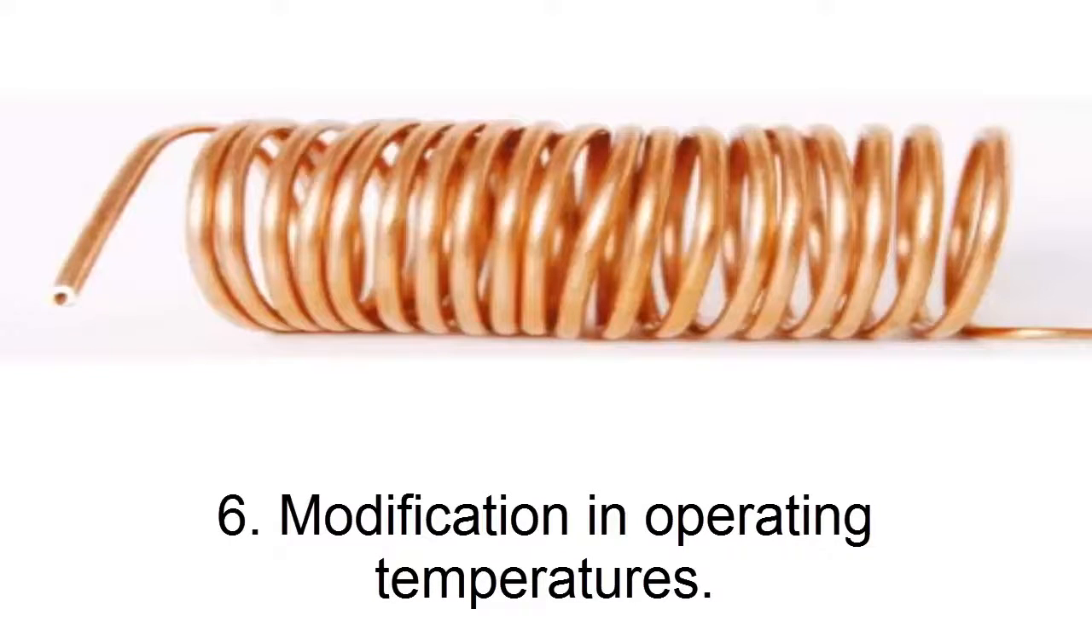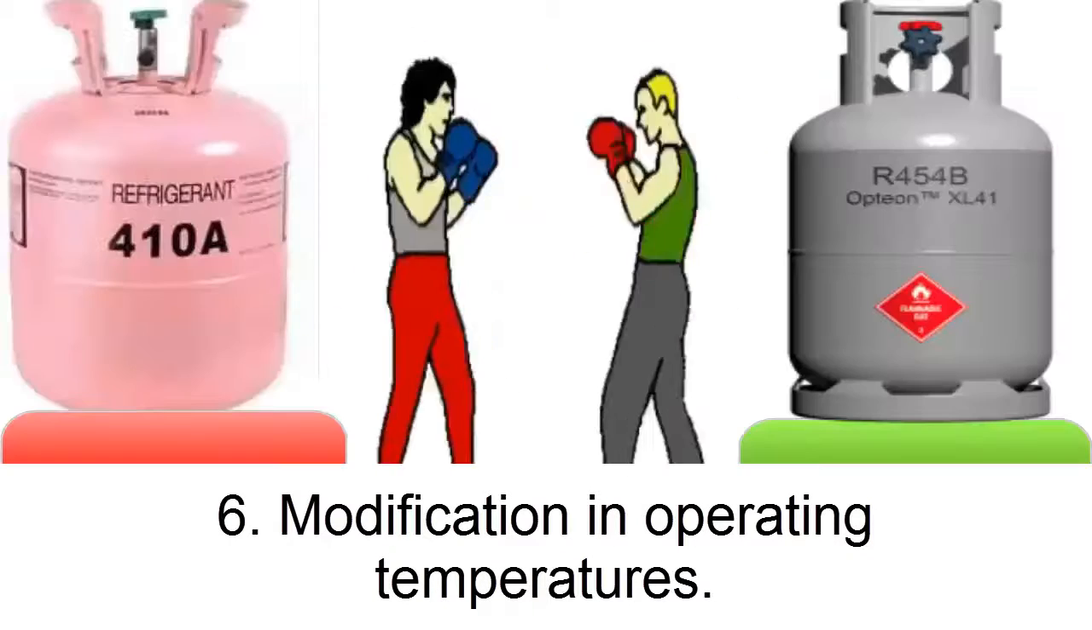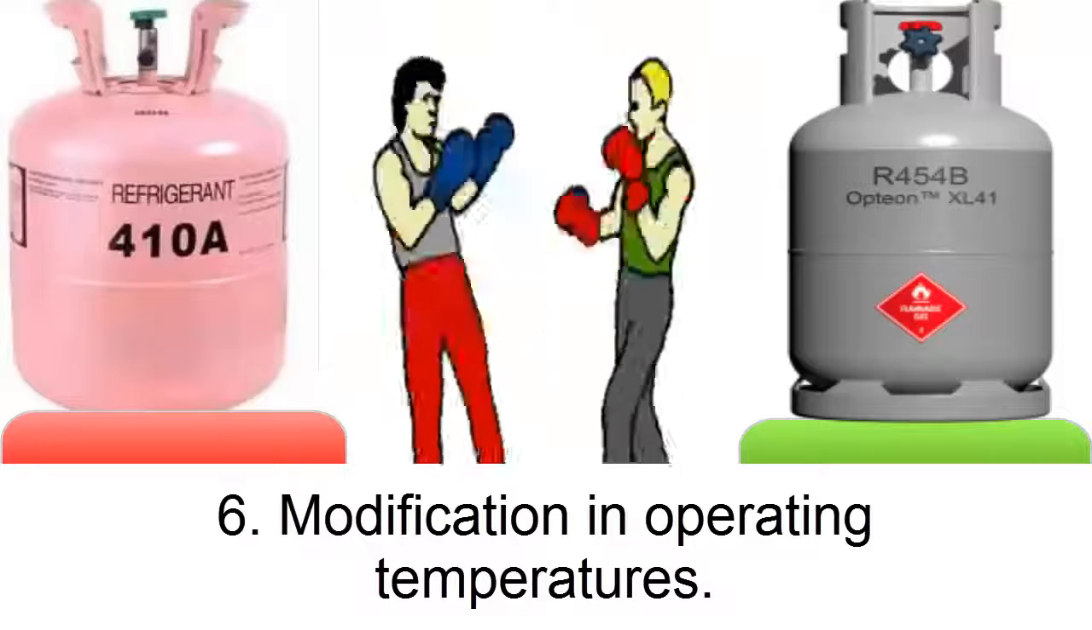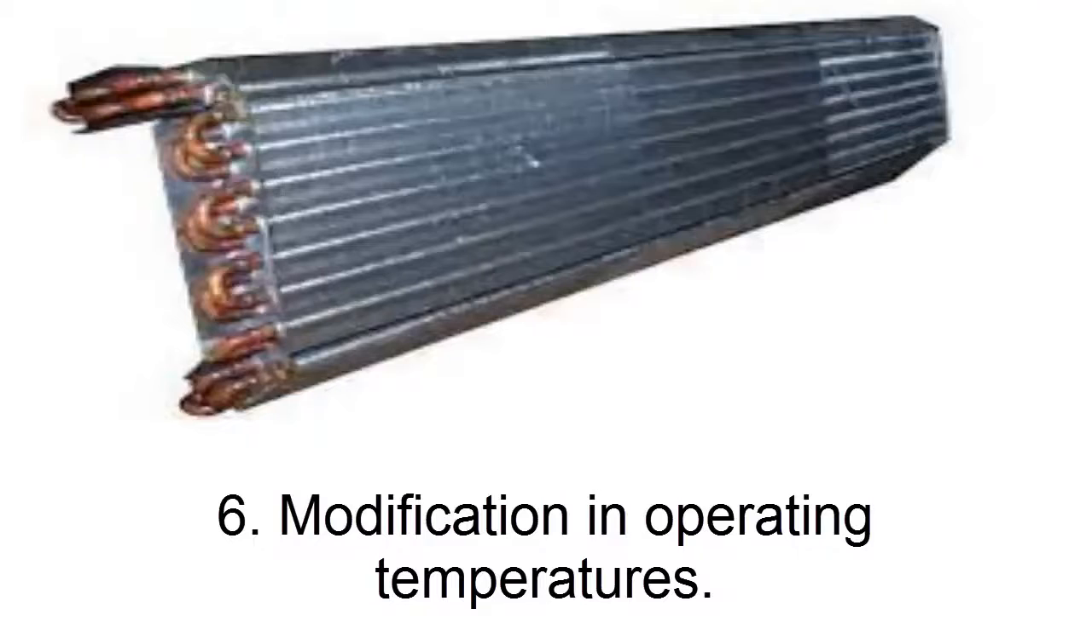6. Evaporators designed for R454B consider a greater temperature glide or variation within the evaporator compared to R410A. This can alter the evaporator's operating temperature when replacing R454B with R410A.